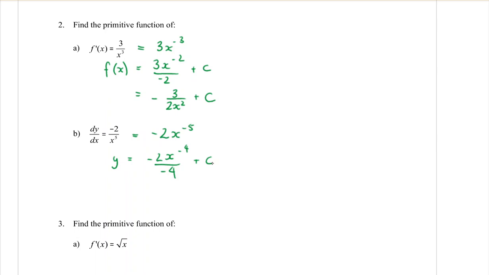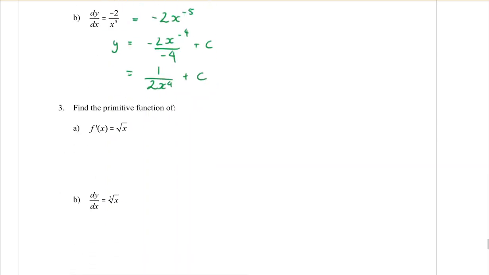Tidying that up, a negative on the top and a negative on the bottom, the negative signs will cancel out. The 2 over 4 would simplify to a half. So I have a 1 over 2, there's my numbers. The x to the negative 4, I want to move that back to the bottom to become an x to the positive 4 down here, plus c. Okay, you can see once you get the hang of this, it's quite repetitive, it's just moving things into the right form so that you can deal with them.